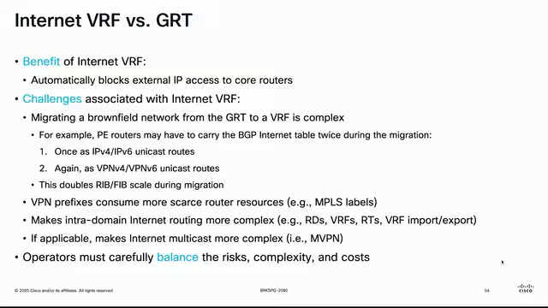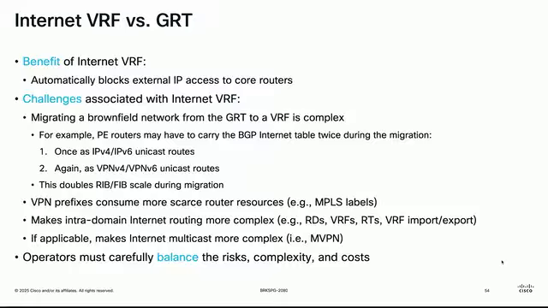That's the primary benefit. However, the challenge is that it introduces significant complexity, especially for brownfield networks. So if you're thinking about migrating from internet routing in the global table to internet routing in a VRF, your edge routers potentially have to carry those internet routes twice during the migration, once in the global table and once in the internet VRF, until the migration is complete. And that doubles the RIB and FIB scale on those platforms, okay?